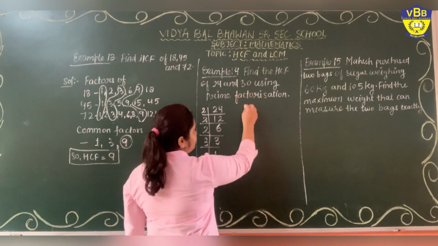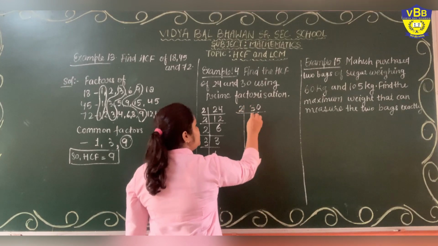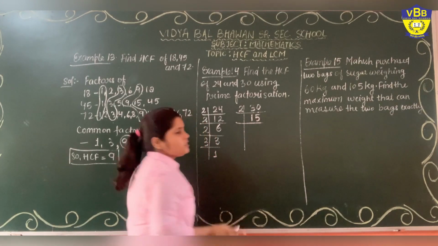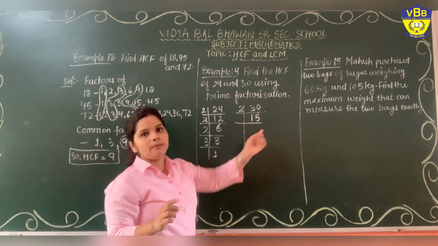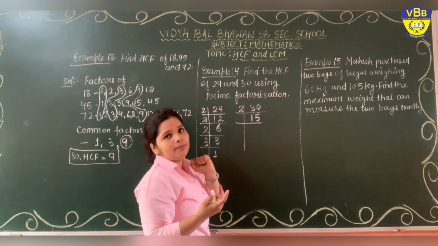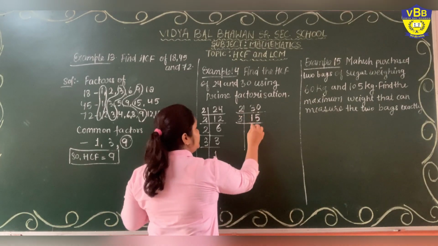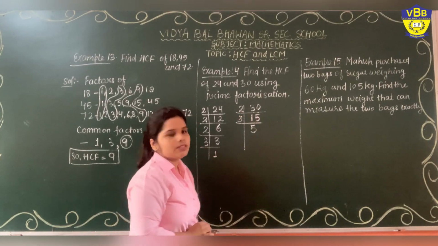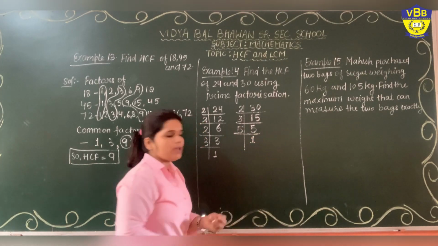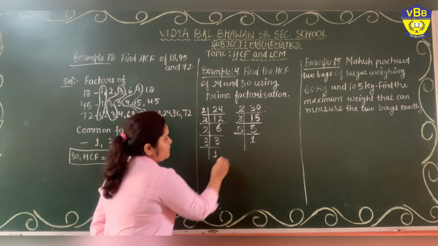Do the prime factorization of the second number, that is 30. 30 is divisible by 2 in how many times? 15 times. 15 is not divisible by 2. It is divisible by 3. Smallest prime number is 2, but it is not divisible by 2. Next prime number is 3. 15 is divisible by 3 in how many times? 5 times. After that, 5 is divisible by the number itself, that is 5, in how many times? 1 time. So we are done with doing the prime factorization.